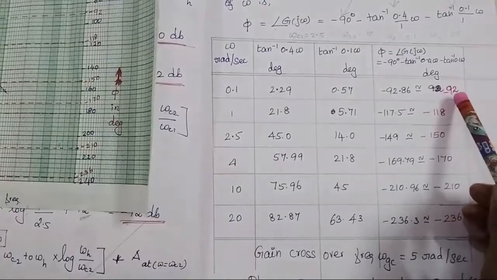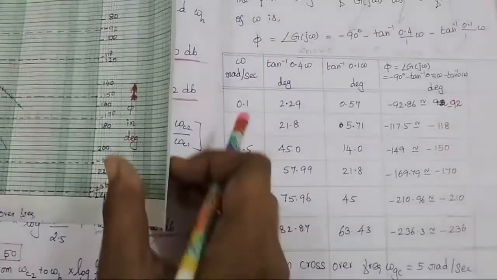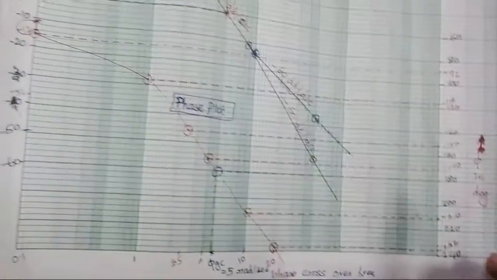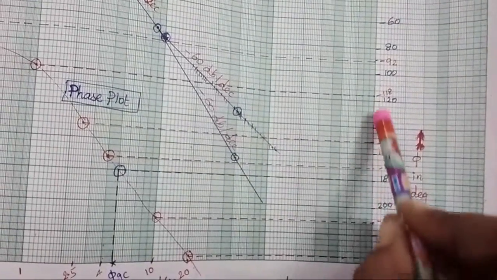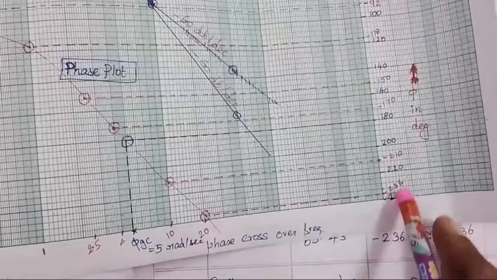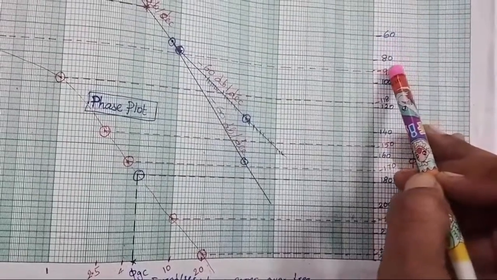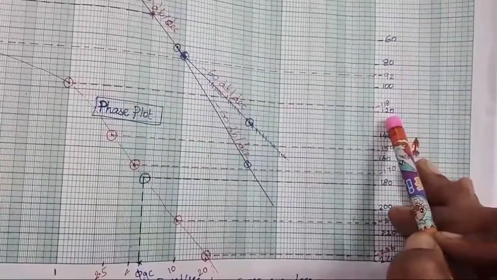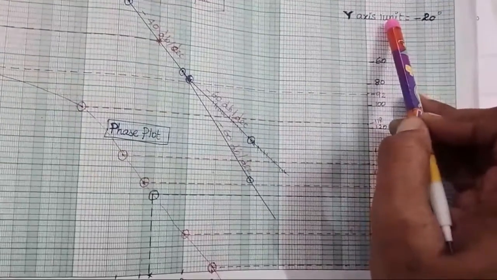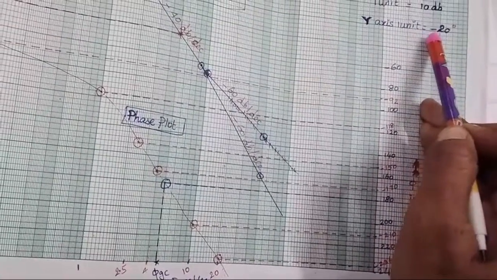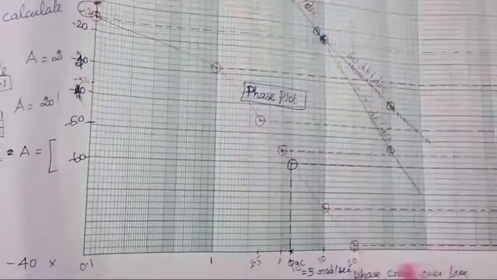Here the angle is minimum minus 92 degree, maximum minus 236. So for doing the phase plot, I choose the right side y-axis for phase angle. Before that, I am choosing minus 60, minus 80, minus 100, minus 120, accordingly up to minus 240. So one unit of the y-axis for the phase plot is minus 20 degrees, and the omega values are considered as it is.